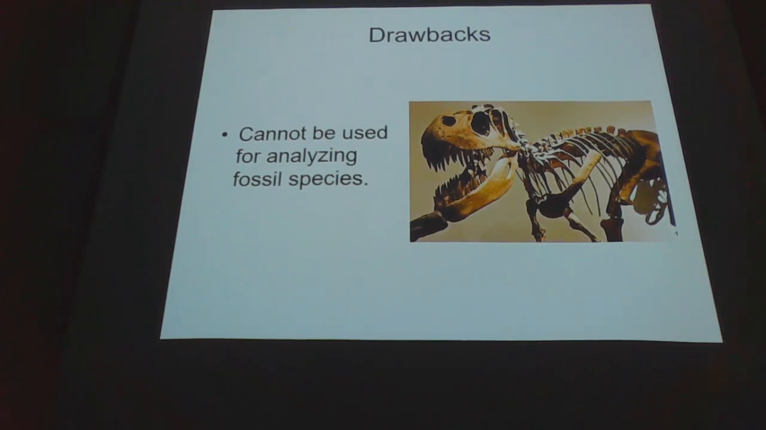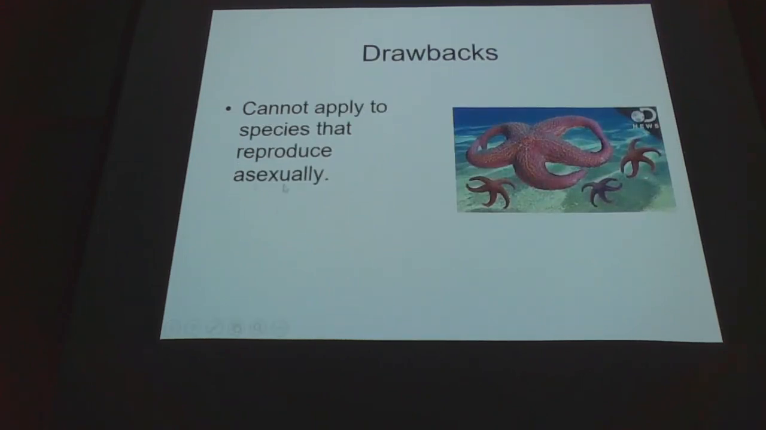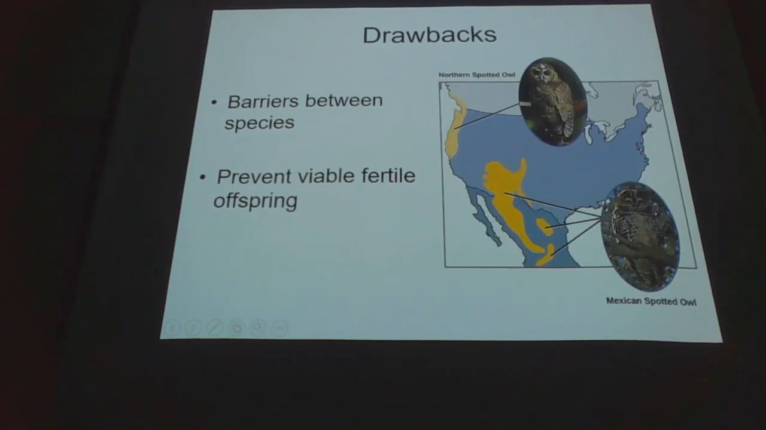There are a couple of drawbacks of the biological species concept besides the fact that we cannot apply it to asexually reproducing organisms. It cannot, for instance, be used to understand if some extinct fossil remains belonged to the same species or not. Of course, there's no way to bring them to life and make them breed to know if we're looking at the same species or not. So definitely we cannot apply it in this case. Okay, so species that reproduce asexually also is a problem.